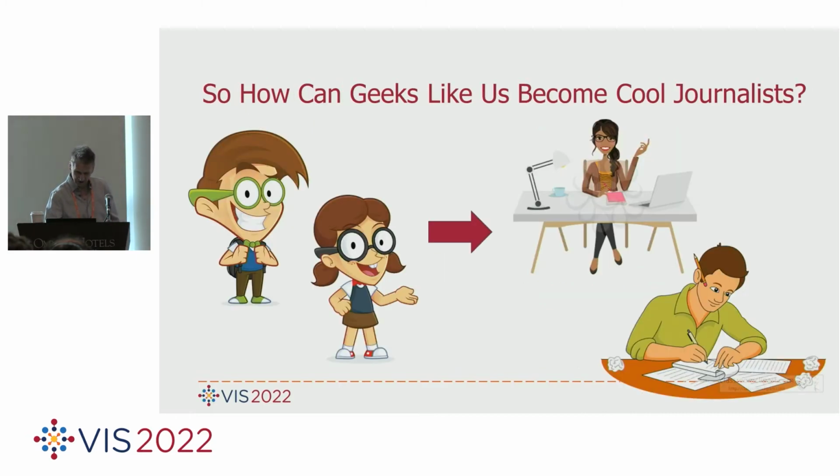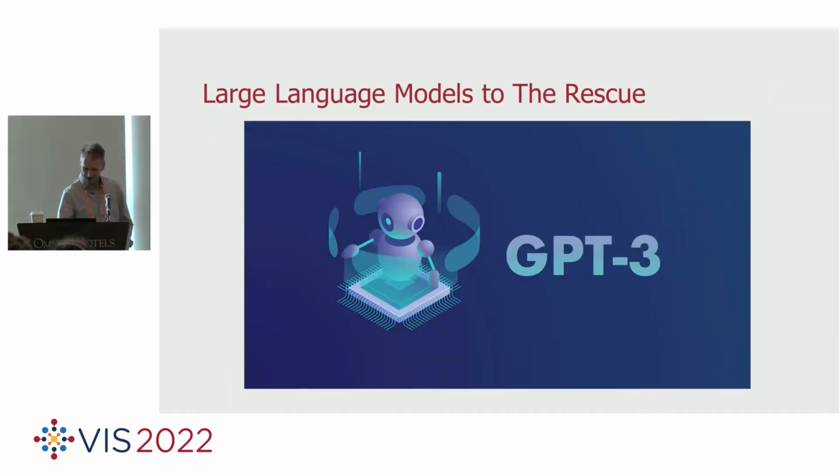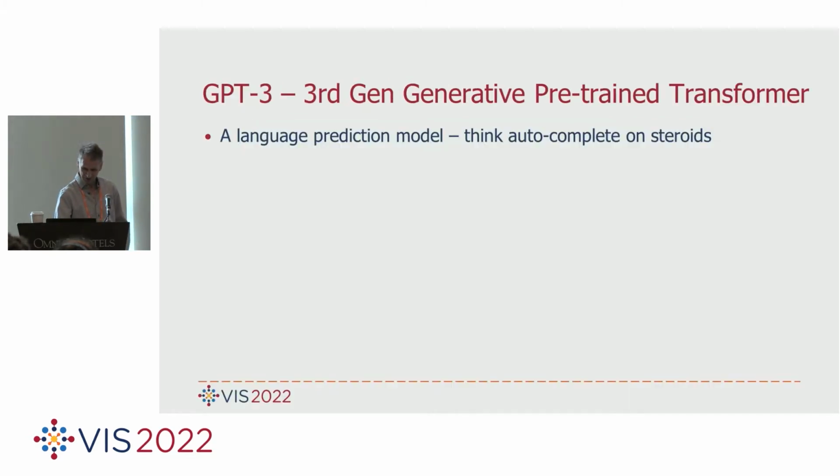So how can us geeks become these cool journalists that write these beautiful captions that are so engaging? How can we do that? Luckily there's something called GPT-3, and you've already heard about this before, right? There's this tool that can save our butts, okay? GPT stands for third generation generative pre-trained transformer.